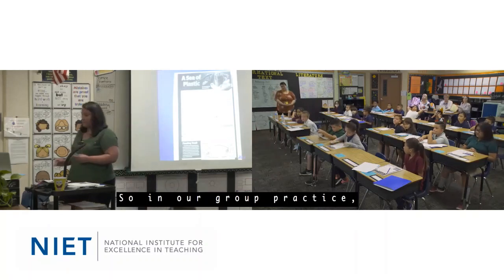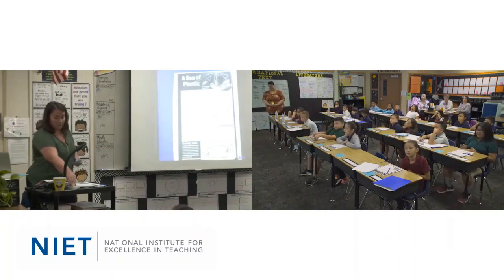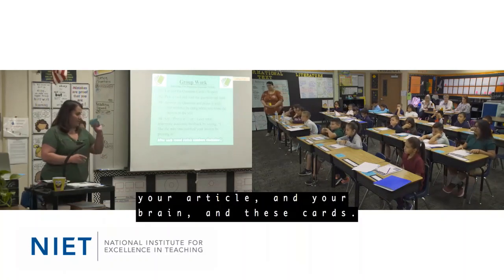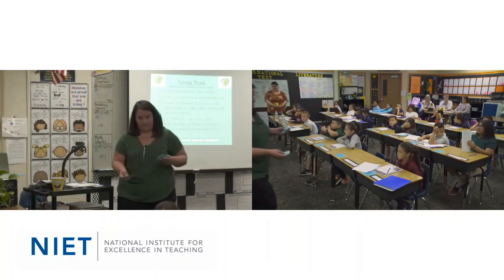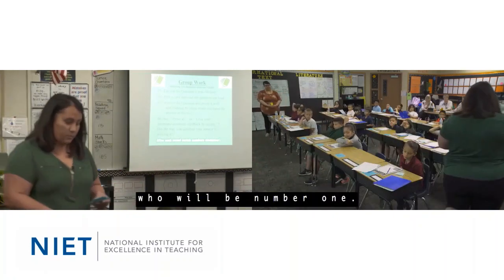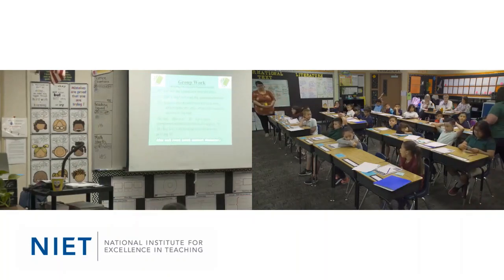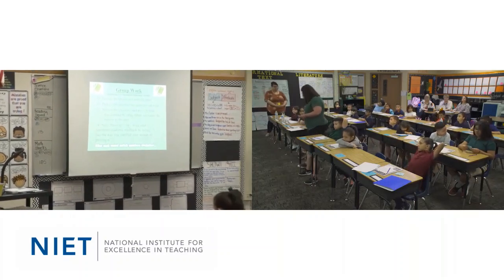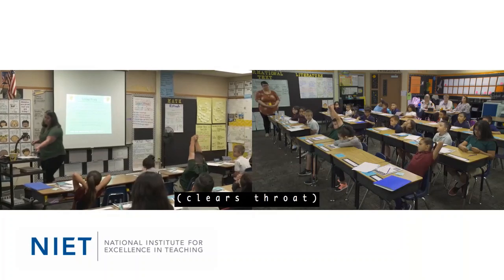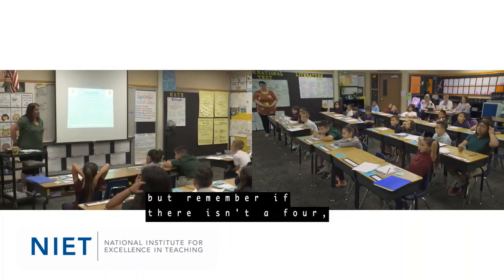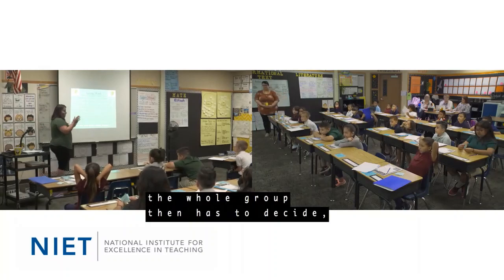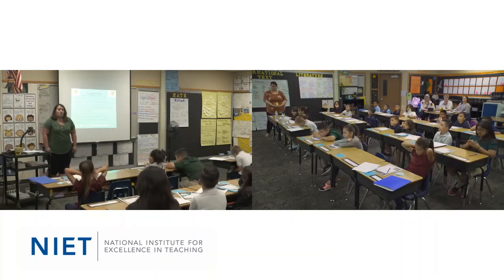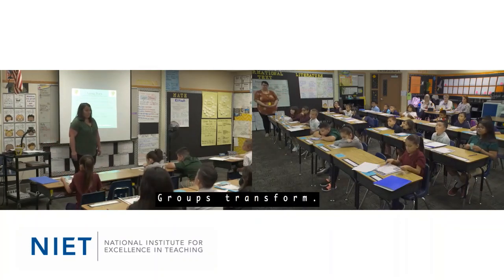So in our group practice, you're going to need your article and your brain and these cards. I'm handing the cards to the person who will be number one. I know there are some groups who have three, but remember, if there isn't a four, the whole group then has to decide whether it's prove it or academic feedback. All right, guys, here's our big time. Ready? Groups transform.